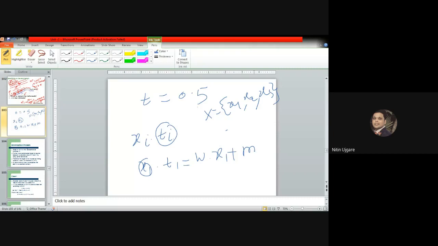If this value, let's say, comes to 0.7, then we know that the value of t1, that is 0.7, is greater than t, that is 0.5. Then we'll classify x1 to the positive class. If this value is less than t, say 0.4, then we'll classify this instance x1 to the negative class. Got it, Shweta? Yes, sir. That's how we perform the classification. Actually, I'm going to explain it in the next lecture.